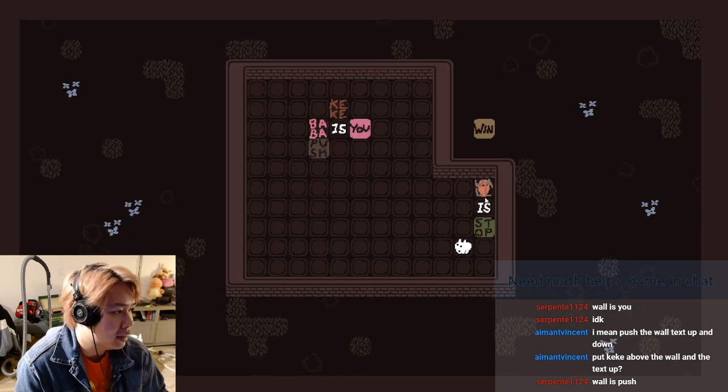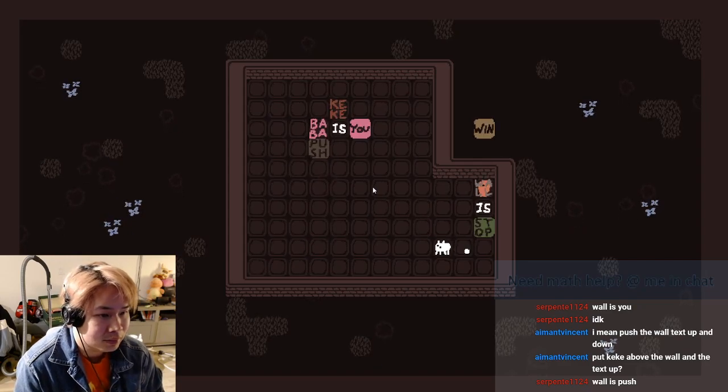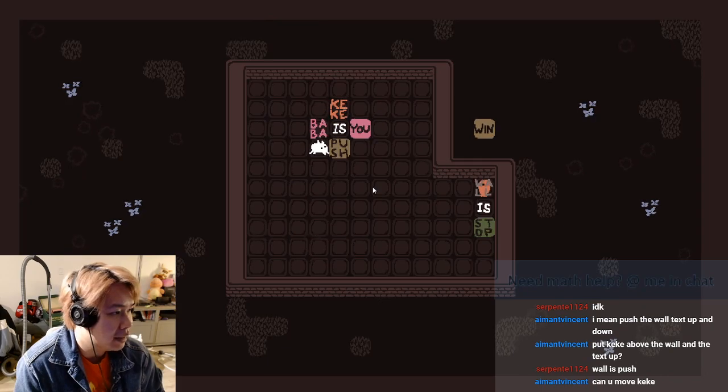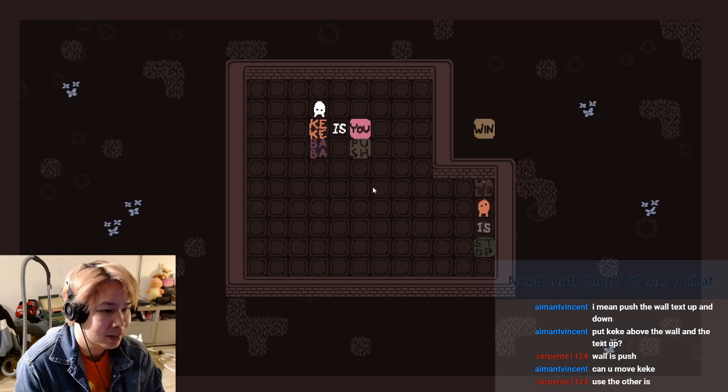How do I create the sentence wall is push? I can't move this out of the way. And then now I can make Kiki pushable. Oh wait a minute, I can make myself Kiki. So then what happens now? So now I'm Kiki. Oh, I broke it. I did it.